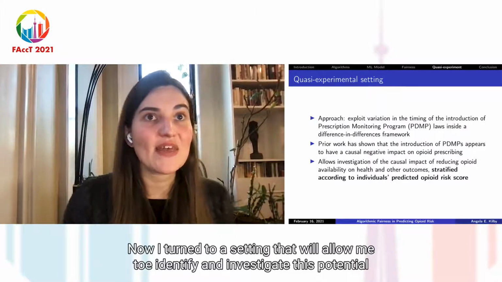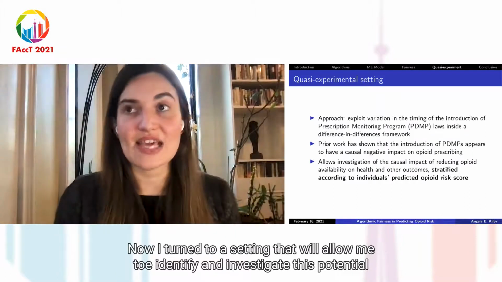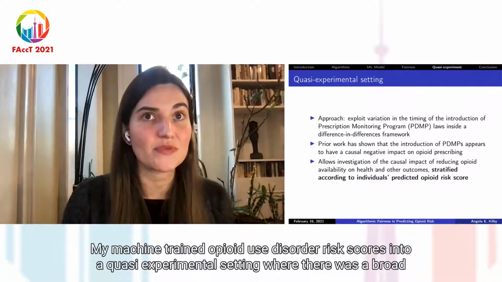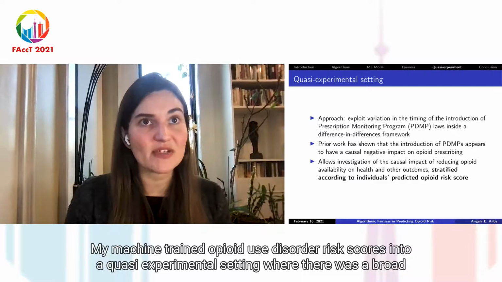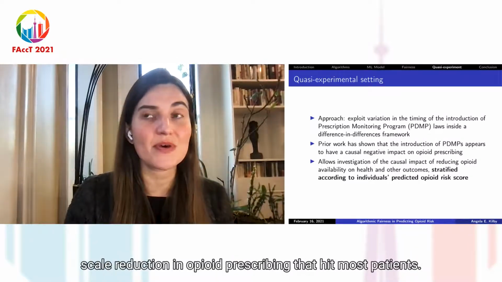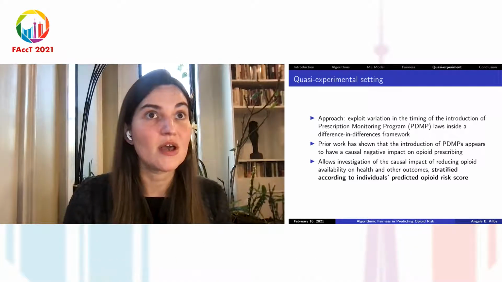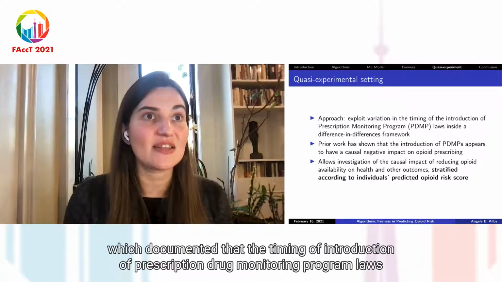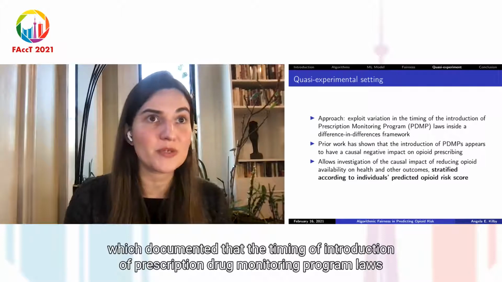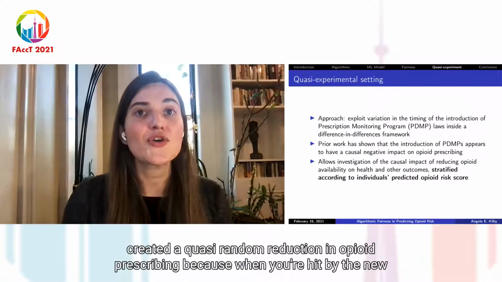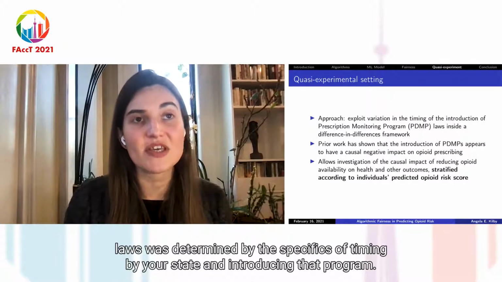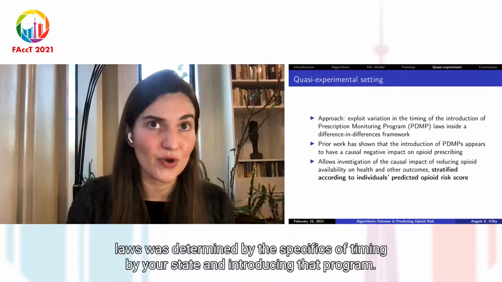Now I turn to a setting that will allow me to identify and investigate this potential mismatch. What I do is I nest my machine-trained opioid use disorder risk scores into a quasi-experimental setting where there was a broad-scale reduction in opioid prescribing that hit most patients. I rely on some of my own previous work, which documented that the timing of introduction of prescription drug monitoring program laws created a quasi-random reduction in opioid prescribing, because when you were hit by the new laws was determined by the specifics of timing by your state in introducing that program.